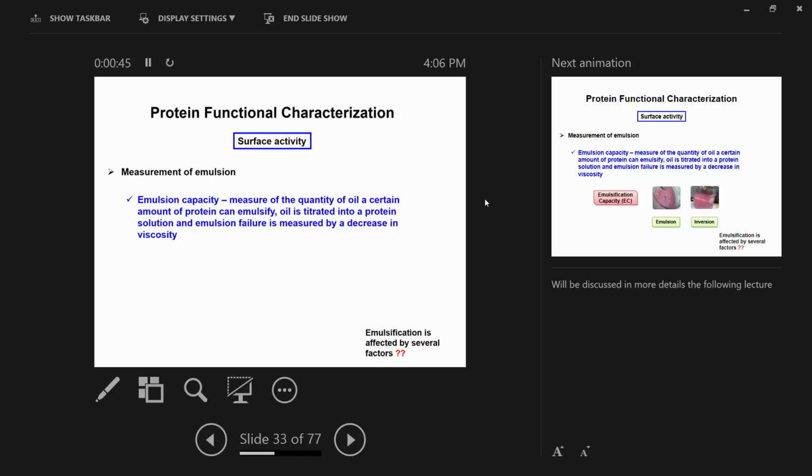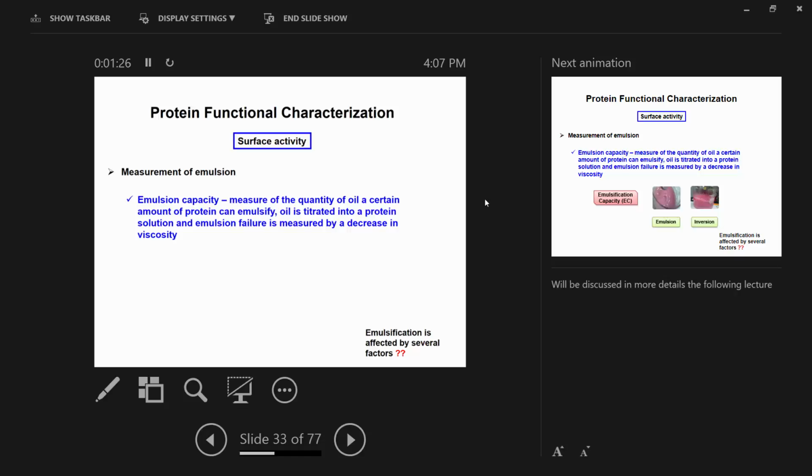capacity. So measurement of emulsion, usually measuring emulsion functionality is two terms. You measure emulsion capacity and you measure emulsion stability. But in the lab, you're all going to do just the emulsion capacity. With emulsion capacity, what it means, it's the amount of oil that a certain amount of protein can emulsify. So, in other words, milliliter of oil emulsified by 1 gram of protein. Usually this is the unit, milliliter of oil per gram of protein.